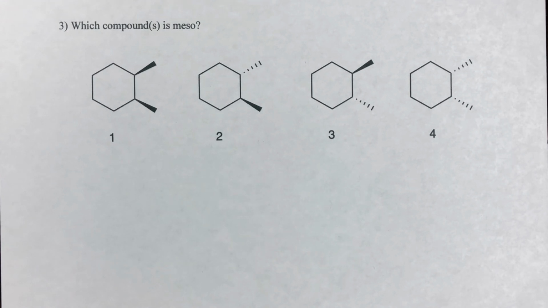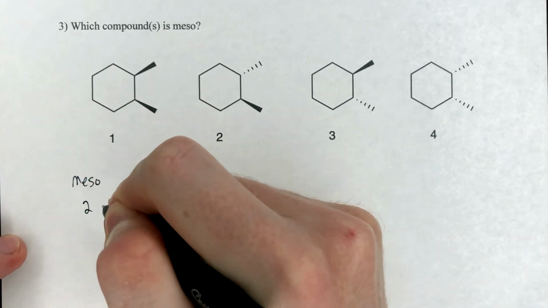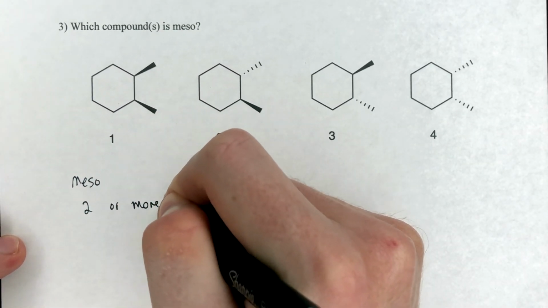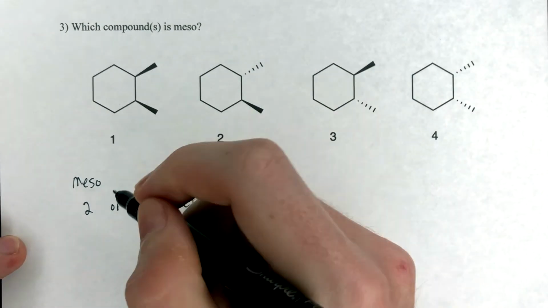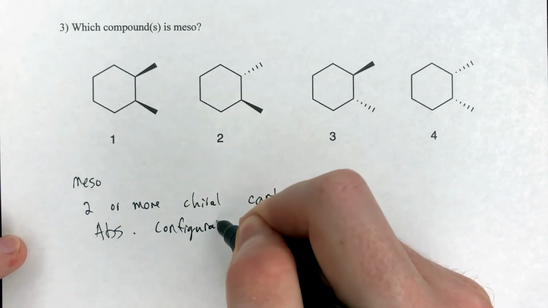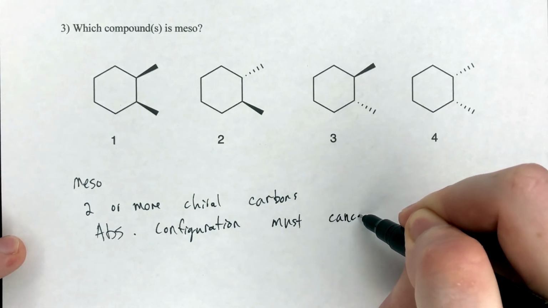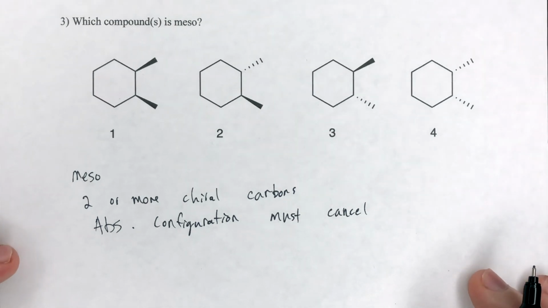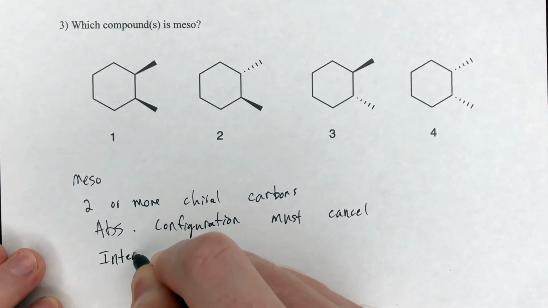So we are asked which of the following compounds is or are meso. There might be more than one. As a quick review, meso compounds have 2 or more chiral carbons, and their absolute configuration must cancel, which means that one would be R and one would be S. So in other words, this absolute configuration canceling means that there is an internal plane of symmetry.